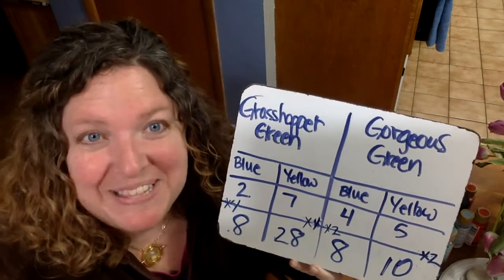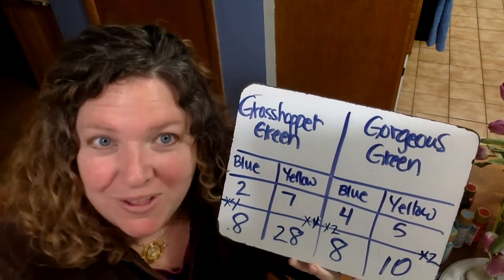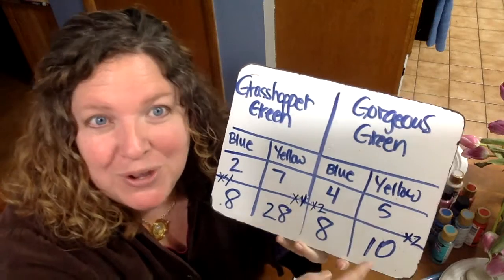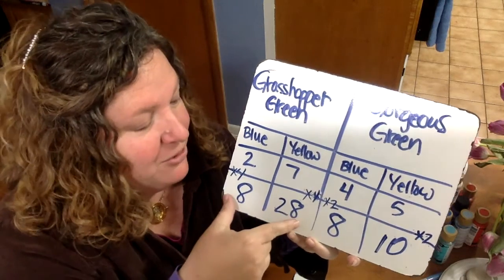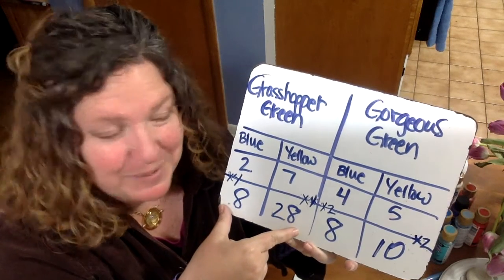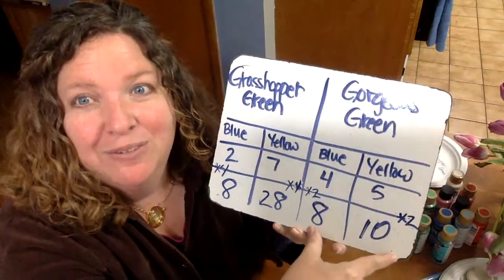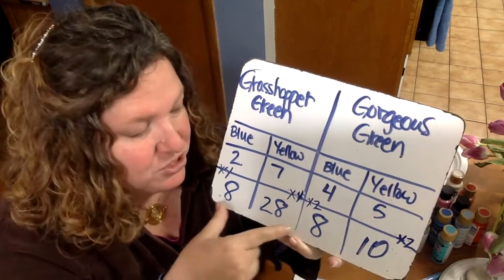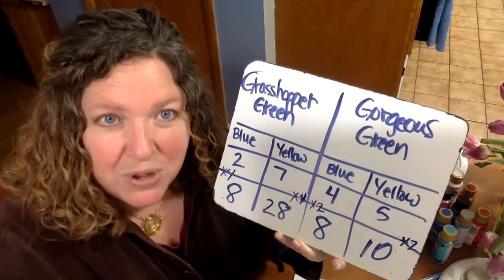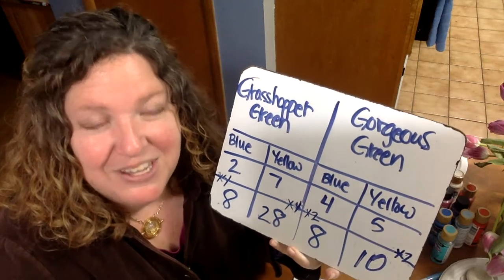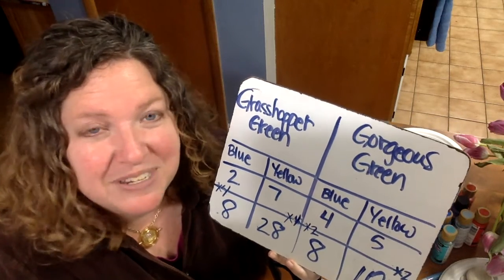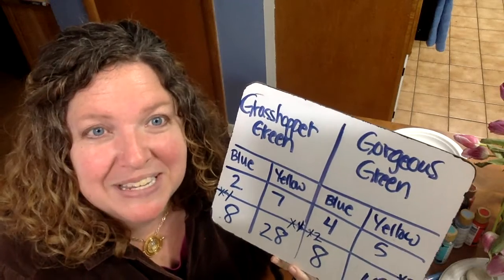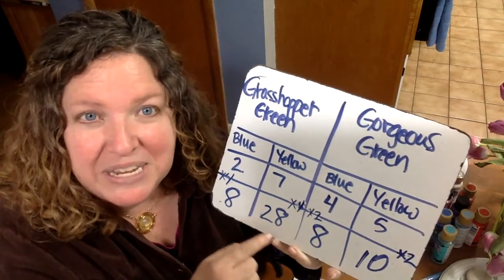Now, one of the main things it wants us to learn in this lesson, and also through this unit, is that we can compare ratios. So we're comparing the ratio of the grasshopper green paint to the ratio of the gorgeous green paint. We're looking at the two ratios to see if we can draw some conclusions about it. You're going to be doing that for several different lessons using different things, juice, flowers, a whole bunch of things.